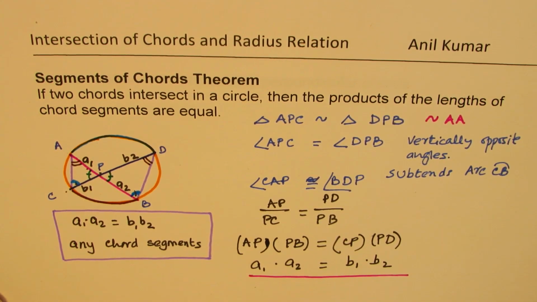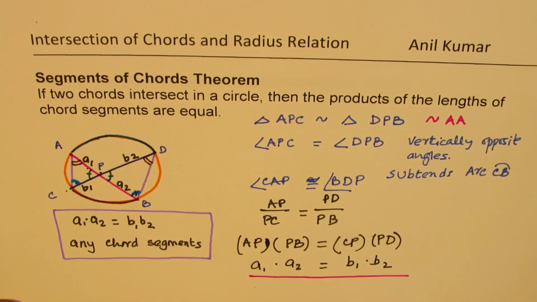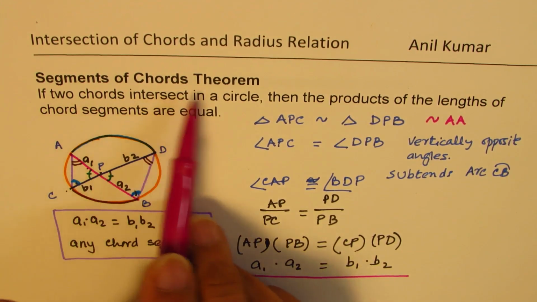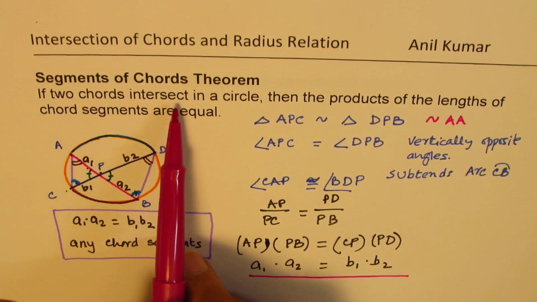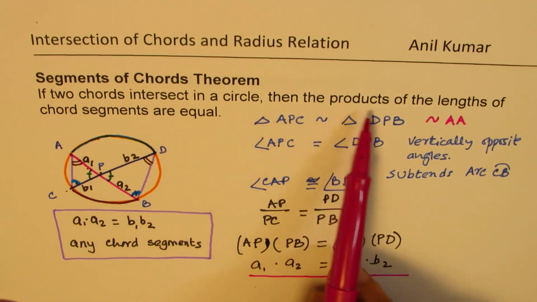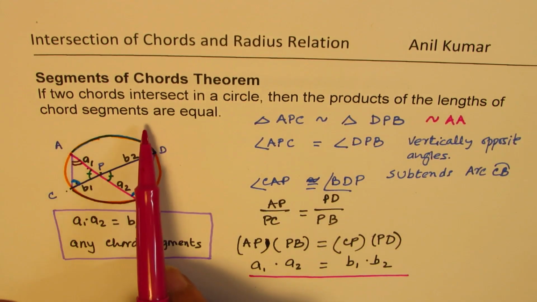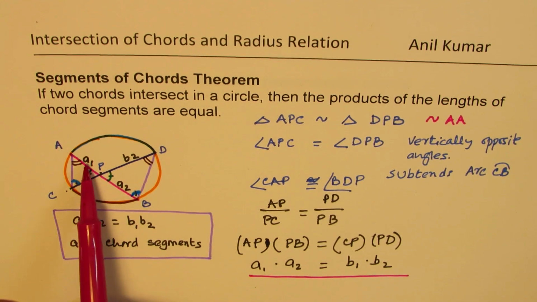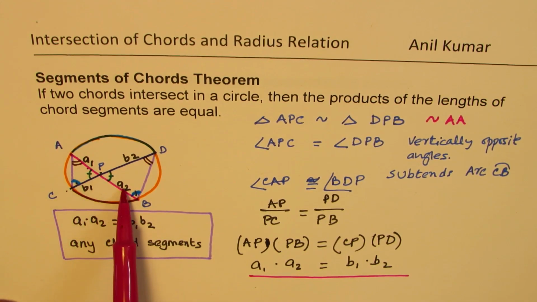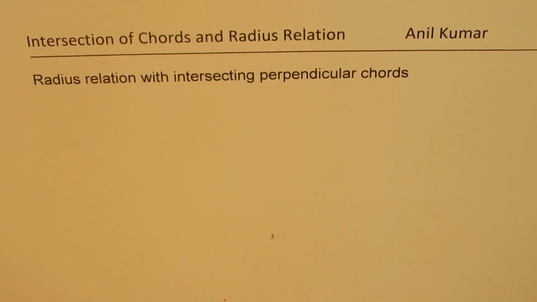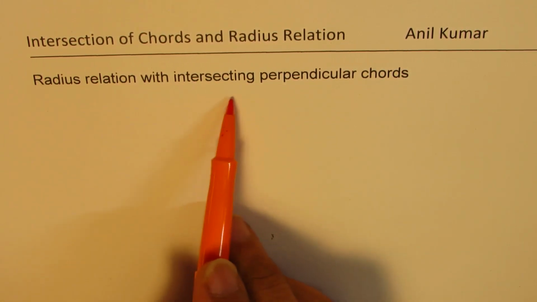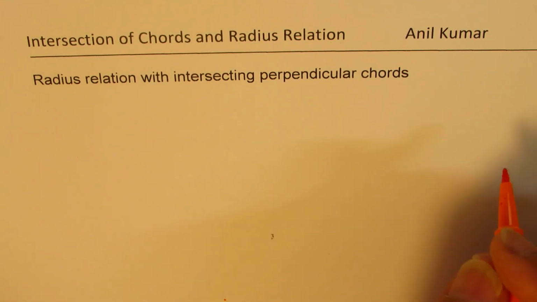Okay. So the first proof, very important, which we say is the chord segments theorem, which says if two chords intersect in a circle, then the products of the lengths of the chord segments are equal. That is, A1 times A2 is the same as B1 times B2. Perfect. Now let's also look into the radius relation with intersecting perpendicular chords.